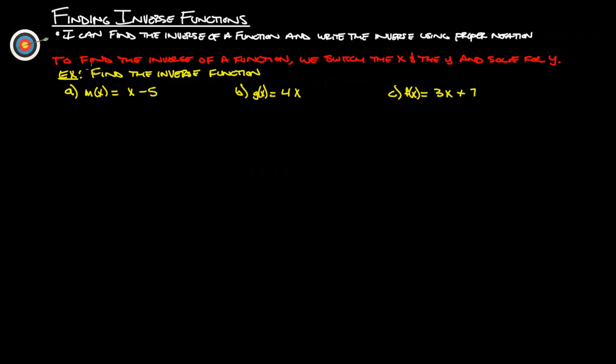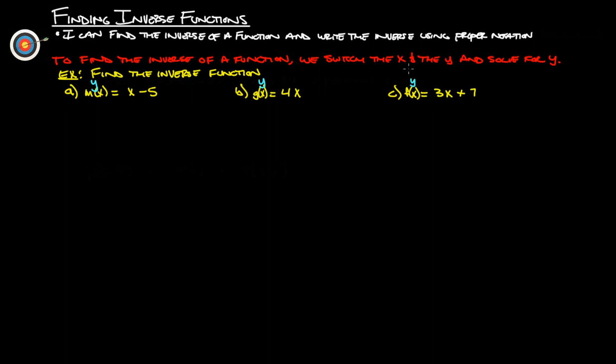To find the inverse of a function, we switch the x and the y, and we solve for y. That's simply what we're going to do. Okay, so find the inverse function. We've got m of x equals x minus 5. Now, m of x, g of x, f of x, m of t, it doesn't matter. All these over here are basically y's. So that's the y equals over here, right?